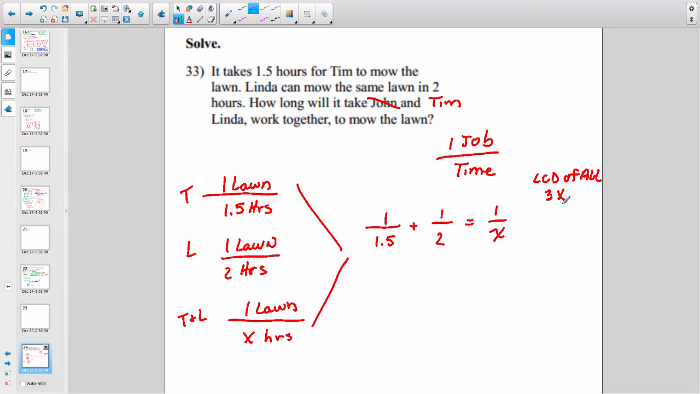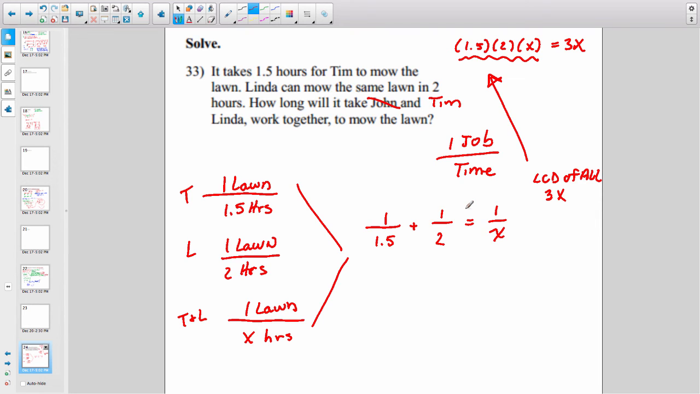Or, in other words, when in doubt, multiply it out. So as a side note, if you're wondering, how did I get 3 from a 1.5 and a 2? When in doubt, multiply it out. Watch what happens. There you go, 3x.